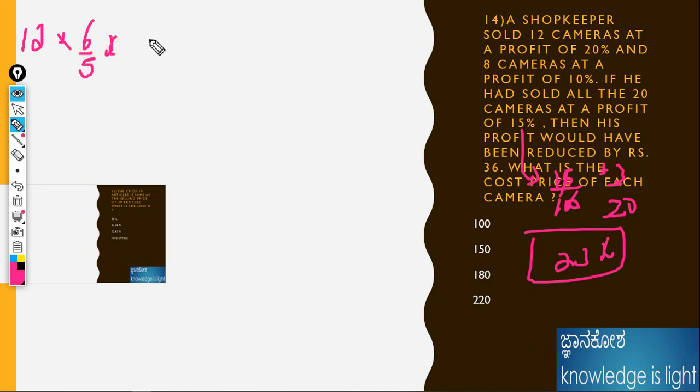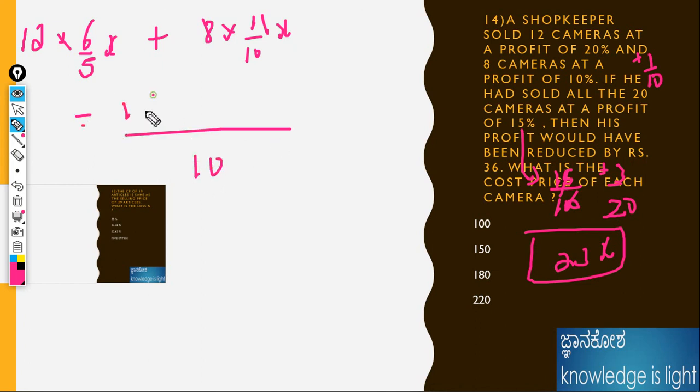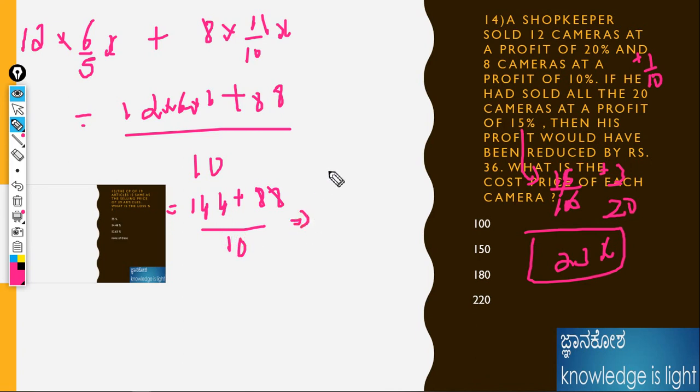6 by 5x. Plus, as given, 8 cameras for 10%. 10% means 1 by 10. There should be profit plus 1, 11 by 10x. For solving that one, I will take the LCM here only. 10 is equal to 12 into 6 into 2 plus 88. 12 times 6 is 72, 72 into 2 is 144, plus 88. Therefore 232 divided by 10 is 23.2x.